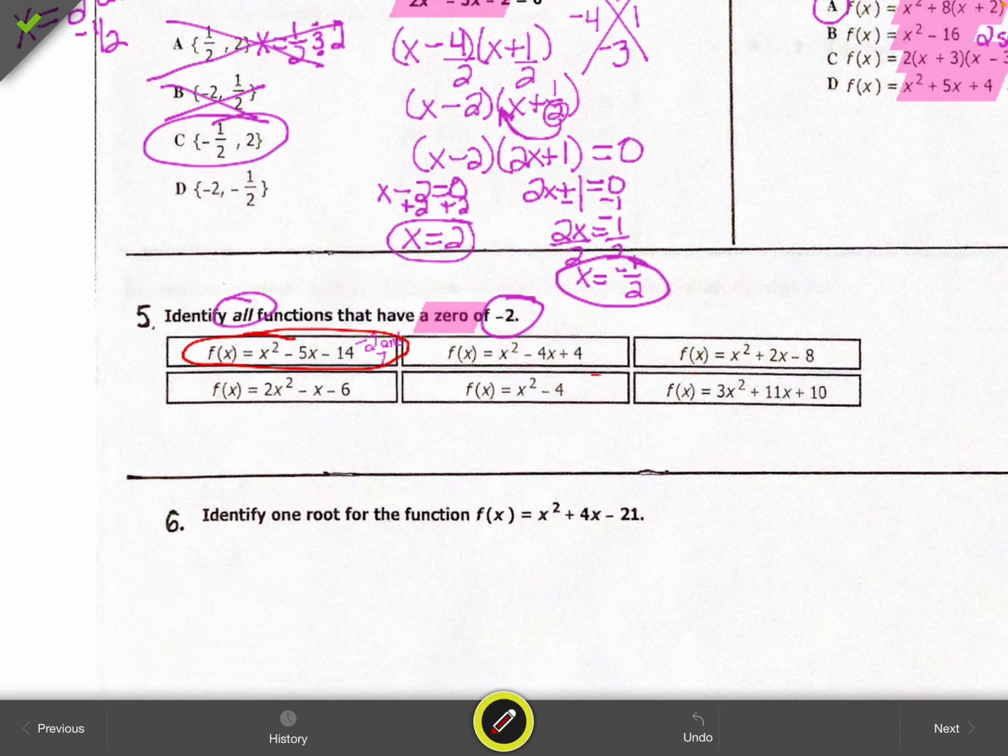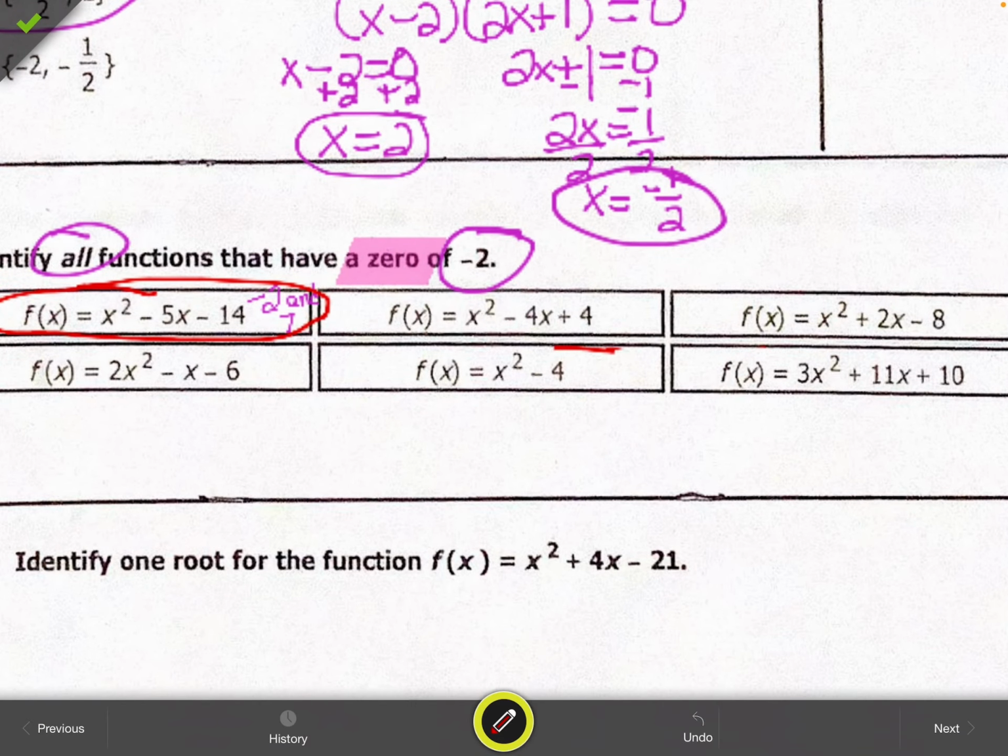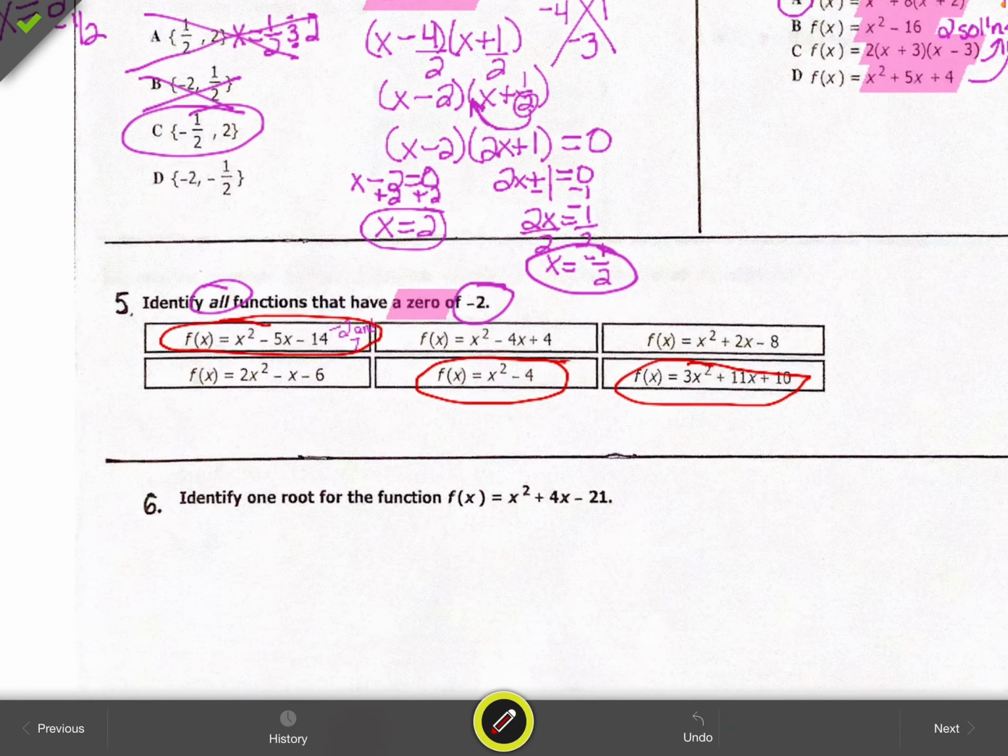All right, so hopefully everybody checked. Hopefully everybody found that the next one that worked was this. Still had 2 answers, but one of them was -2. And this one, same thing, had 2 answers. One was a decimal, but the other was -2.